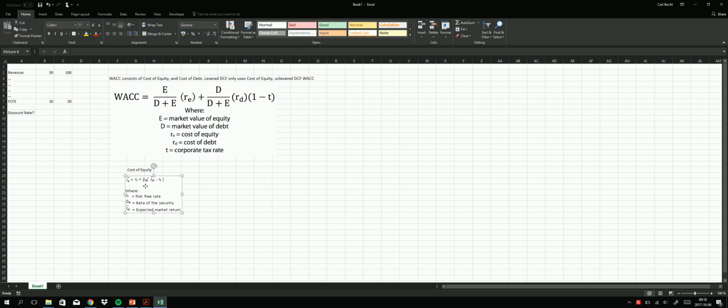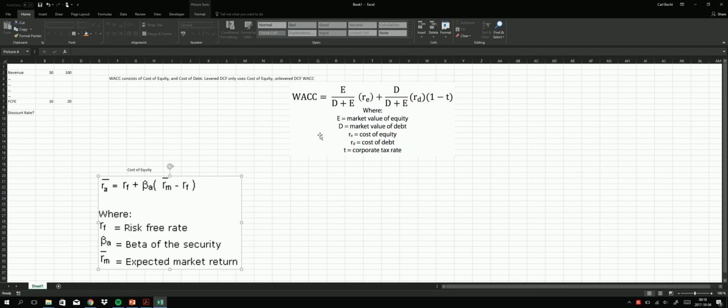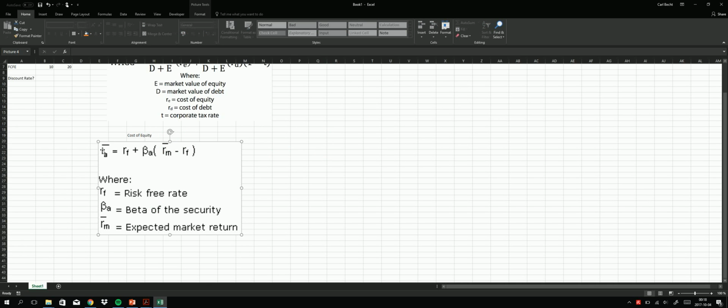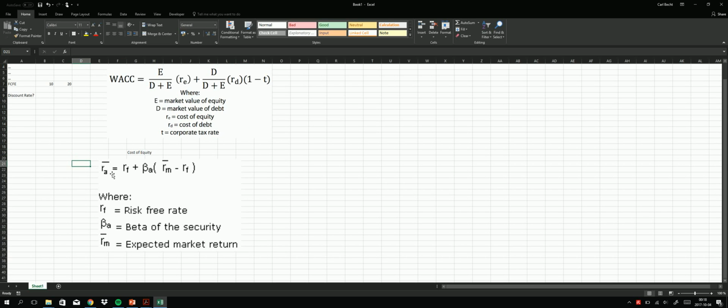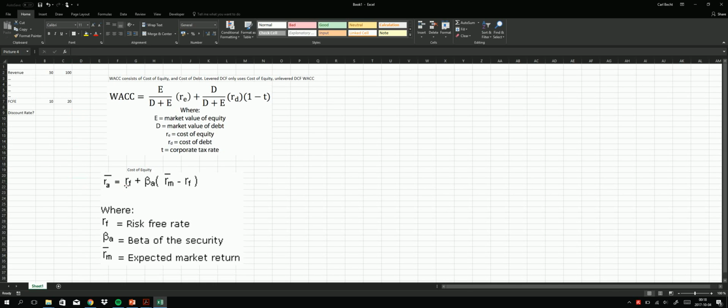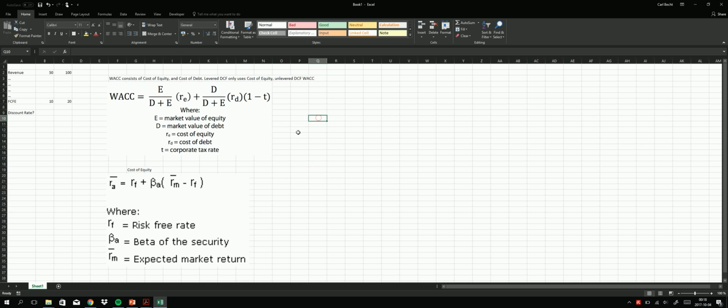What is cost of equity? As you can see in the first picture here, you have the equity ratio times RE, which is the cost of equity. And if we make this a little bit bigger, you can see that the cost of equity is the risk-free rate plus the beta times the expected market risk minus the risk-free rate. To be honest, I find it very straightforward. In the beginning, I made it more complicated than it is, but it's a formula, and if you become really good at this, you can quantify it.